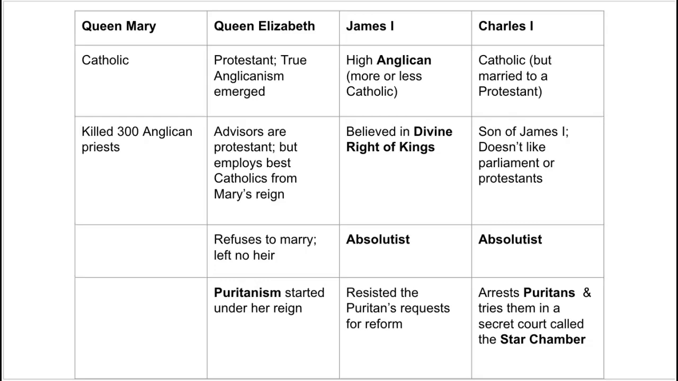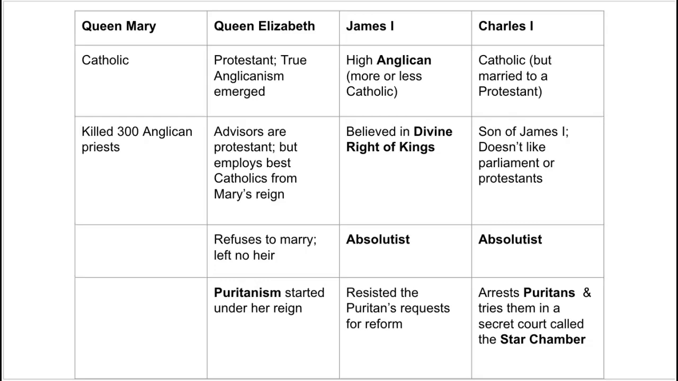Then we move to James I, who comes after Queen Elizabeth. He's high Anglican. You should think of him as kind of Catholic, though. Not really true Anglicanism like Queen Elizabeth, because he believes in the divine right of kings. He's an absolutist. And he's telling the Puritans, oh no, I'm not going to allow you to reform the Catholic Church.